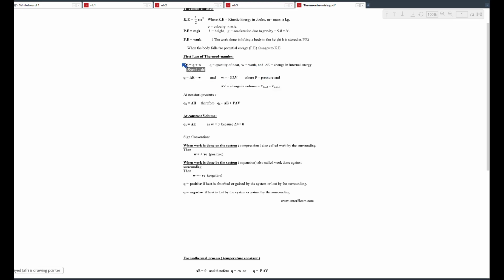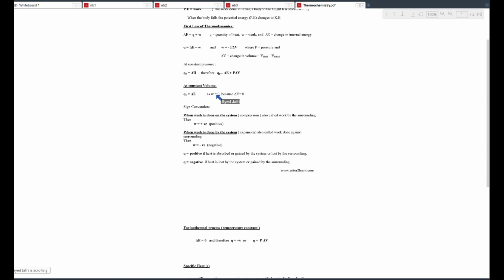But the important thing is not only the formula, but also the sign. Q is the quantity of heat, W is work, delta E is the change in energy. The sign is when it's going to be positive and when it's going to be negative. When work is done on the system, that is compression, work is going to be positive. Whenever there is a compression, volume is decreasing, we take the sign as positive. And when the work is done by the system, expansion, work is done against the surroundings and that is going to be negative.